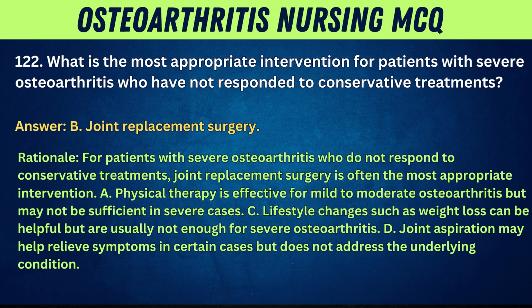A. Physical therapy is effective for mild to moderate osteoarthritis, but may not be sufficient in severe cases. C. Lifestyle changes such as weight loss can be helpful, but are usually not enough for severe osteoarthritis. D. Joint aspiration may help relieve symptoms in certain cases, but does not address the underlying condition.